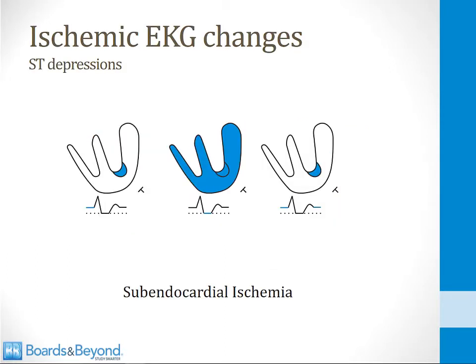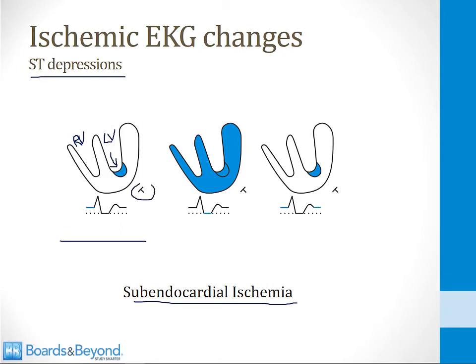Now let's talk about the EKG changes that can be seen in ischemia, and we'll start by talking about ST depressions. This is a classic finding in subendocardial ischemia. Let's start by looking at this drawing on the left side of the screen. This is a drawing of a heart. This is the left ventricular cavity here. This is the right ventricular cavity here. And this blue portion here is an area of subendocardial ischemia. And when myocardial tissue becomes ischemic, it depolarizes. So this area of the heart is depolarized.